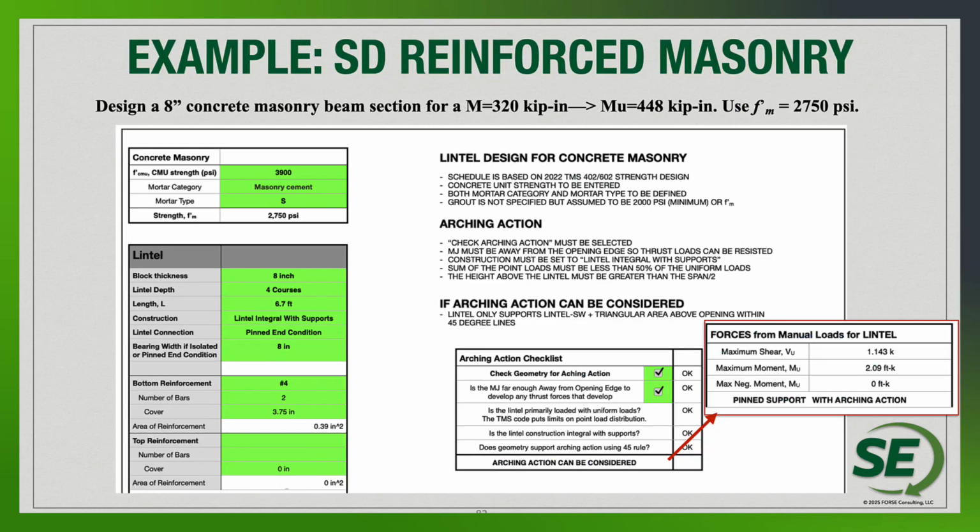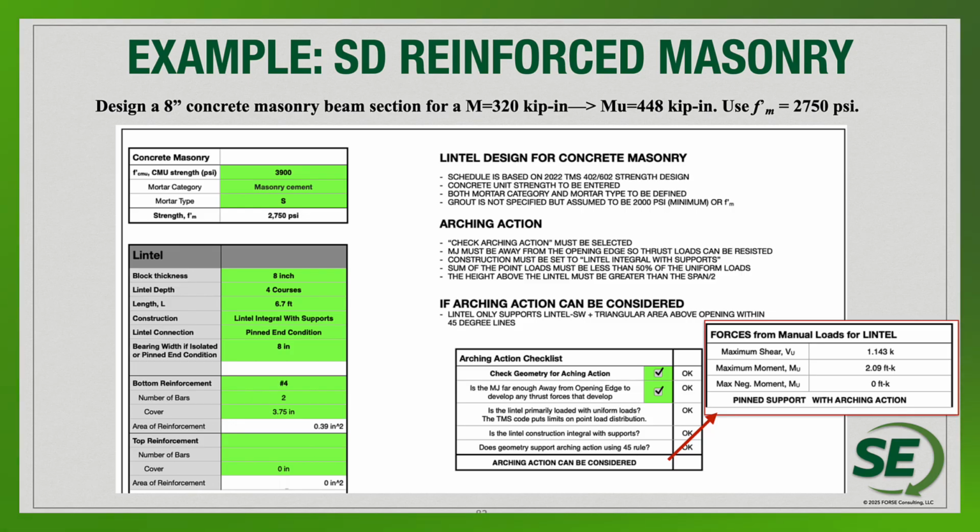So with that, let's go ahead and take a little bit of a step to the side to look at an example for a masonry design and what some of the implications are of the different design checks that would need to be made. So we'll look at a strength design for an 8-inch concrete masonry beam lintel section for a moment of 320 kip inches, which would translate to an ultimate moment of 448 kip inches. And for this design, we're going to use an f'm of 2750.